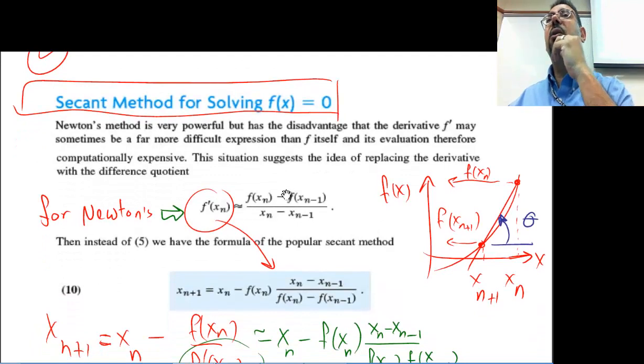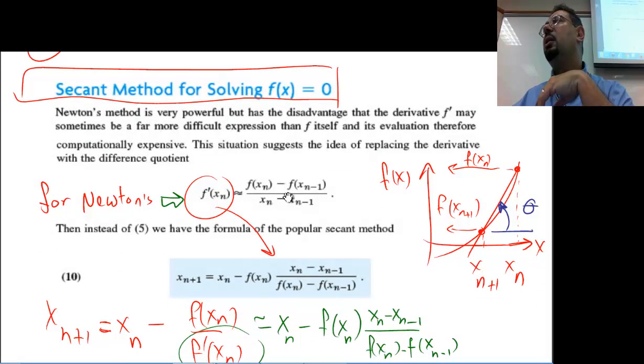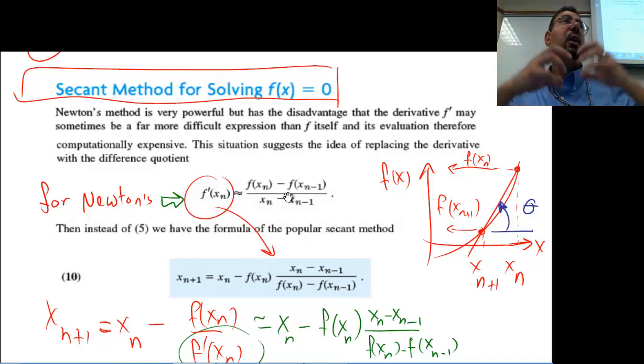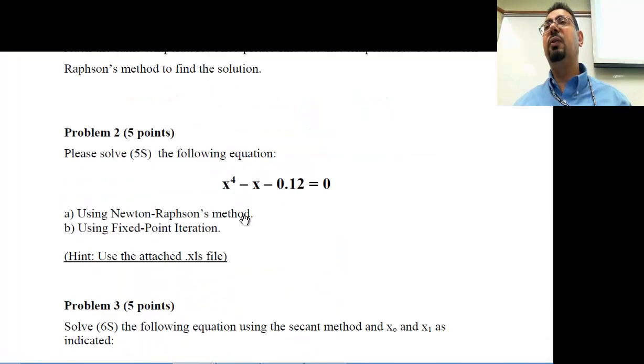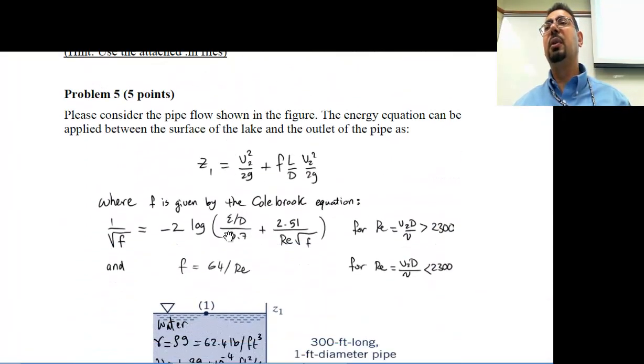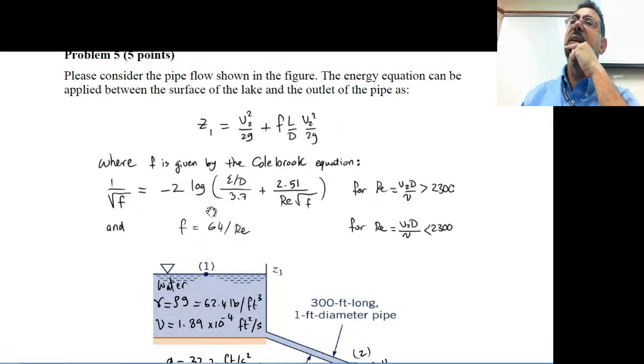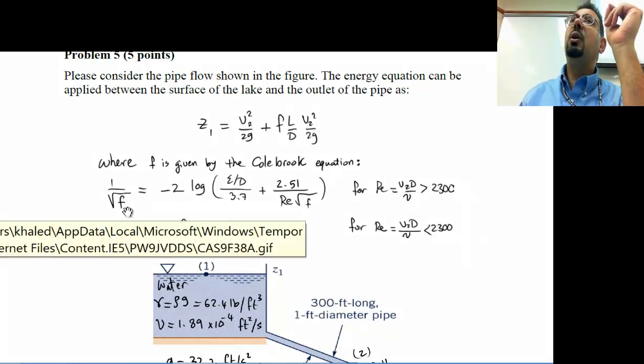So now, what is the alternative if you don't want to differentiate? Because sometimes the equation is really long. It's not just, I don't know, the differentiation of sine x. Sometimes you are solving a really huge nonlinear equation, so it's not convenient to do the differentiation. For example, the last problem in the homework is a nonlinear equation. Look at this. You are solving it for f.